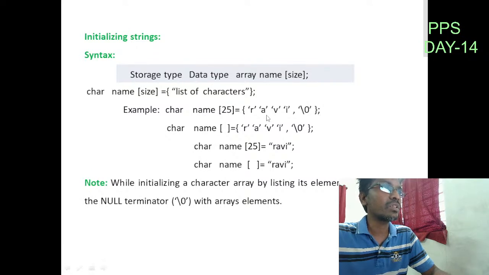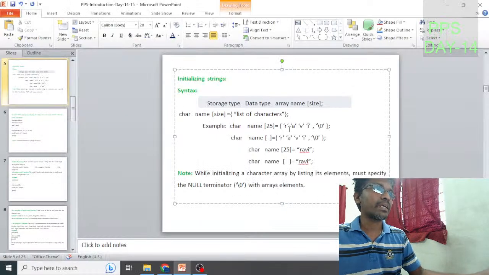So that means the number of characters in the name will be up to 25 characters. That is equal to followed by characters. If you want to use the characters, then you have to write them in single quotes. Here I am writing R-A-V-I, Ravi. And every character will be separated by the comma operator.